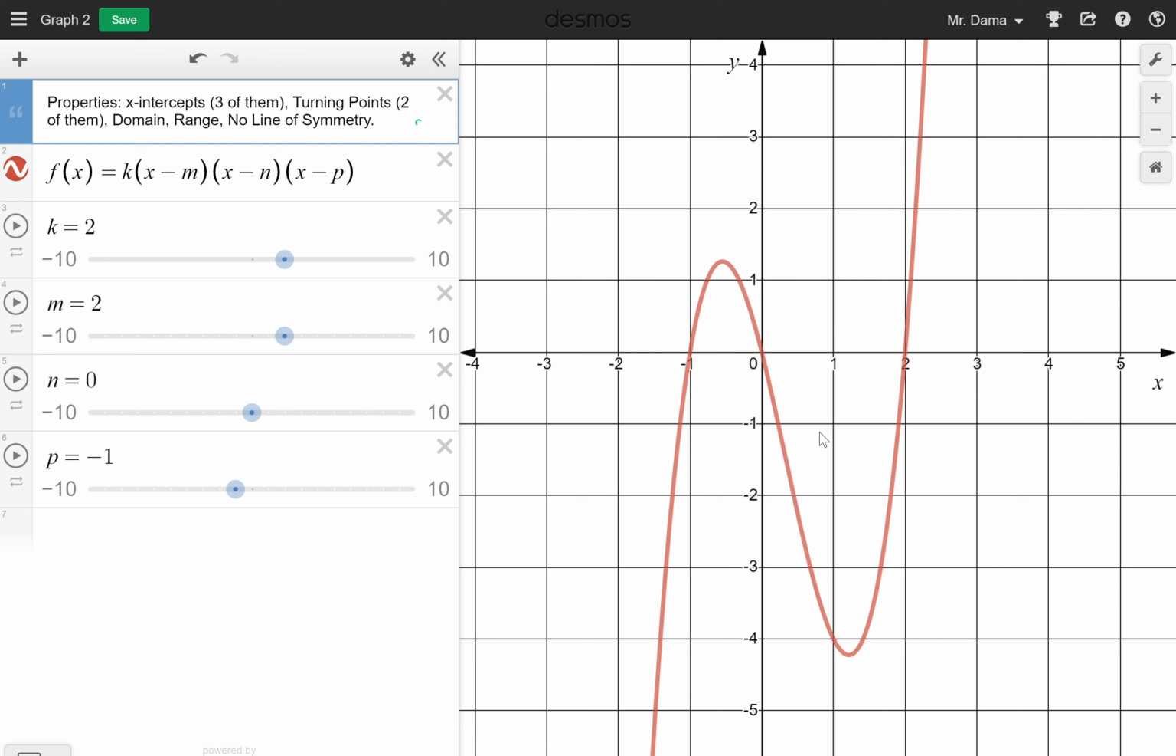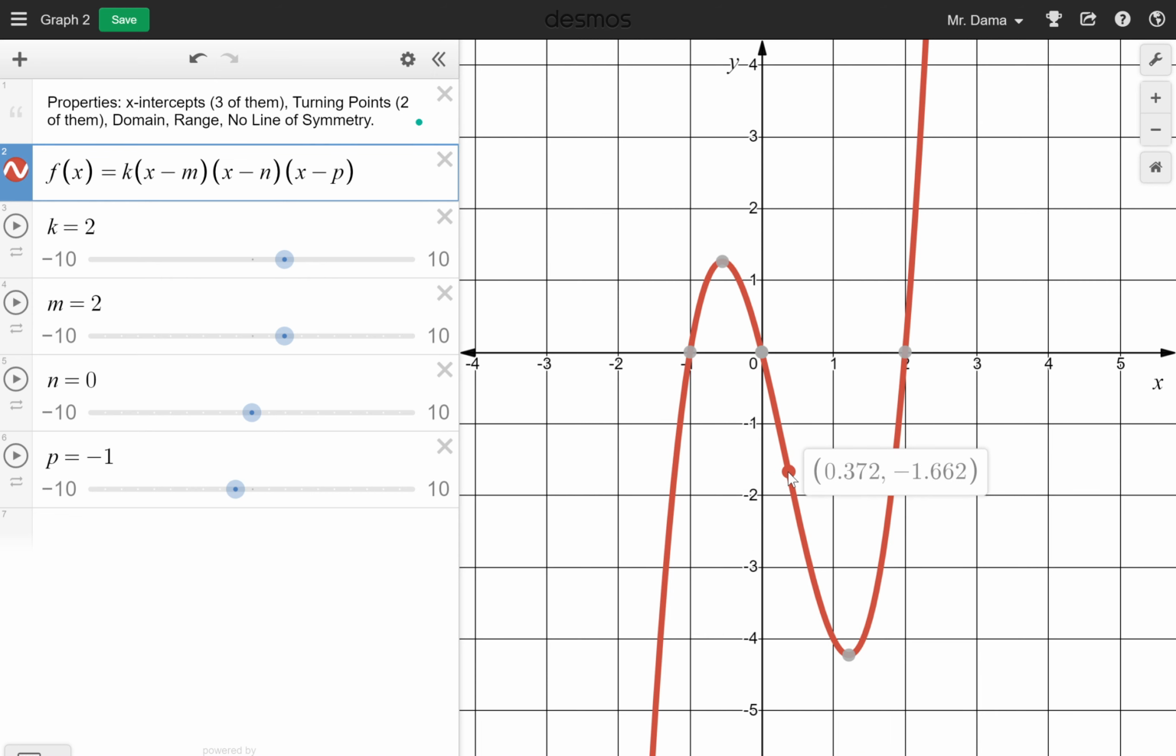So cubics don't have lines of symmetry because they can't be mirror reflections of each other. Okay, so cubics won't have lines of symmetry. Cubics do, however, have points of rotational symmetry, but I don't really want to stress that, because they do have a rotational symmetry. They have a point of rotational symmetry somewhere in here.